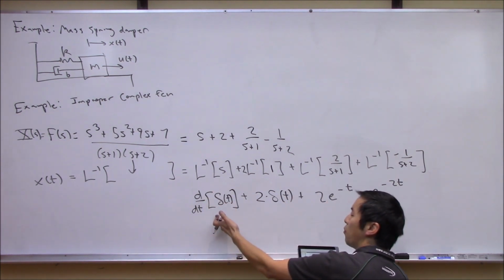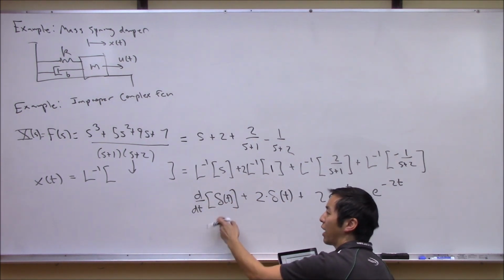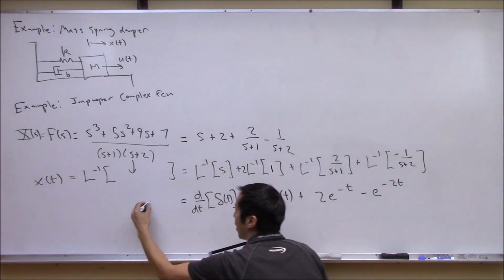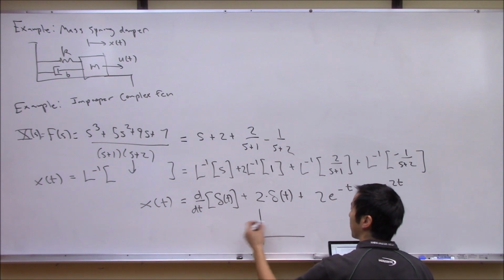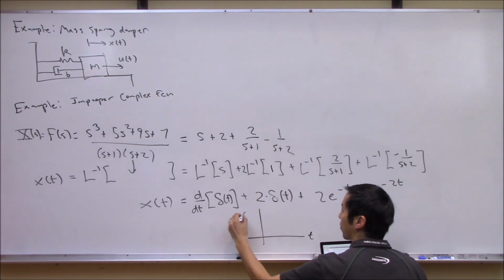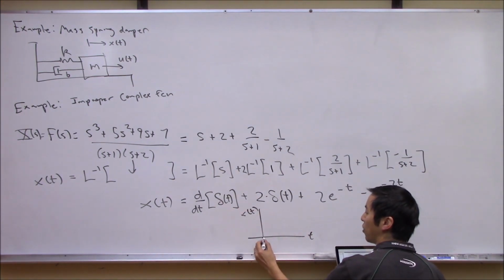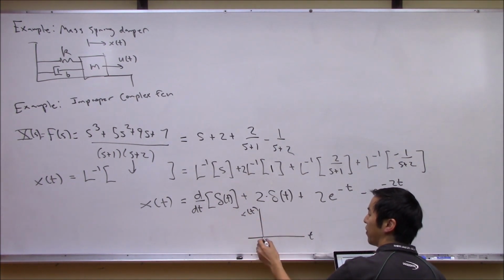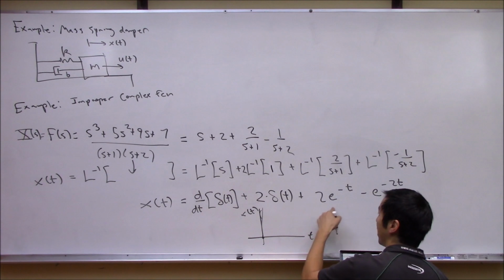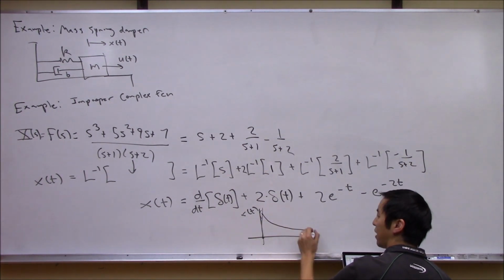Right? And this is even more ridiculous. Like, what the heck does this mean? If you tried to plot this thing, this is now claiming to be the position of the block, t versus x of t. What the heck is going on here at time equals 0? There's this weird impulse and then a time derivative of an impulse. So this thing does something crazy and then it looks like an e to the minus something.